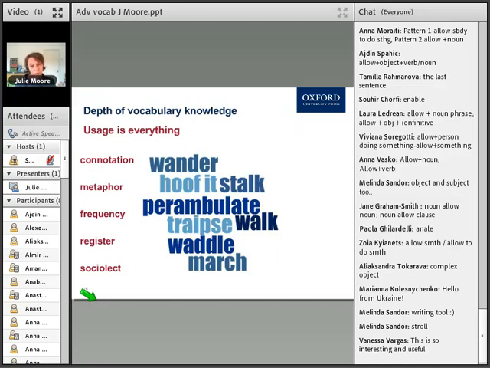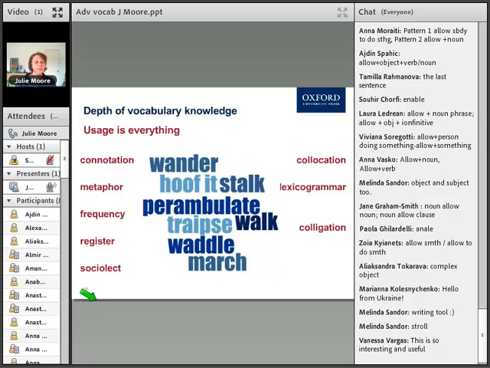Metaphor. Are we using words metaphorically? We saw an example of that before. Sociolect. Now, I hesitated over what to call this, but what I'm talking about here is the words that different groups of people typically use. So there's some vocabulary that's very typical of young people. There's some vocabulary that's more typical of older people. There are certain words that are more commonly used by men and some that are used by women.